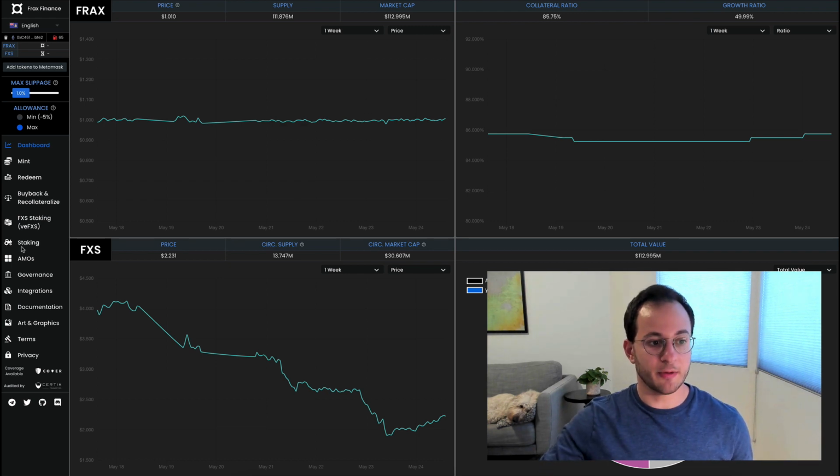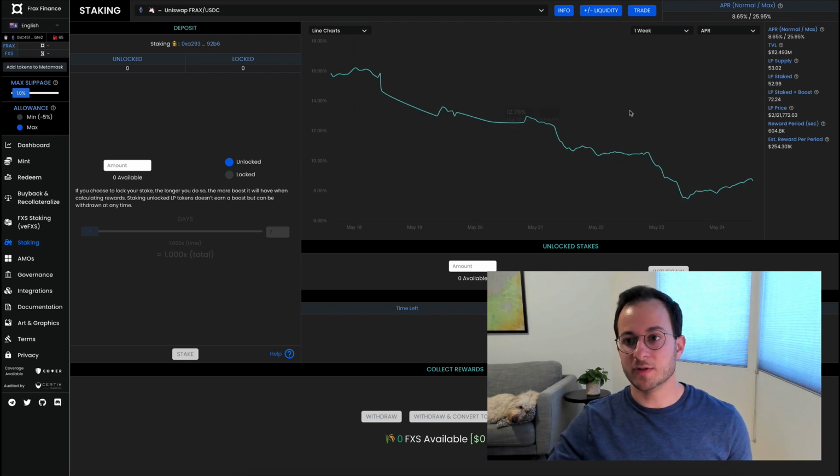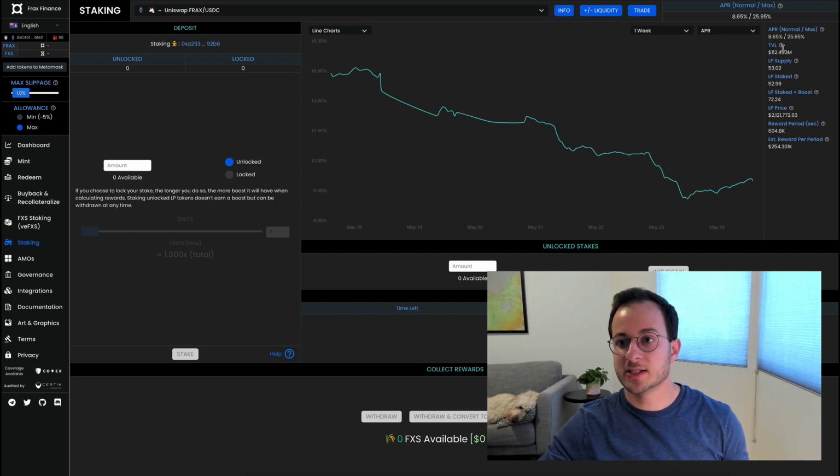But basically here you can stake Frax and USDC on Uniswap, and you can receive an APR for doing so. Now, this APR is going to be paid out in FXS, so that's just something to keep in mind. Now, the Frax governance token has seen downward pressure on the price, so that's driving these APRs down.